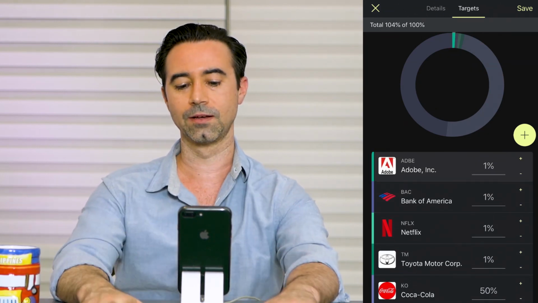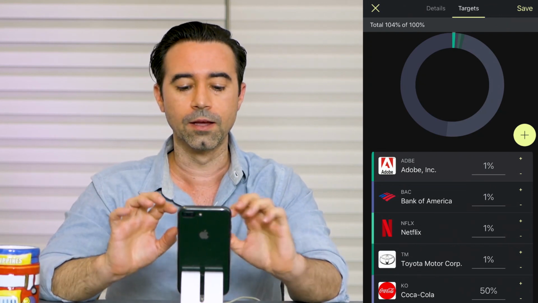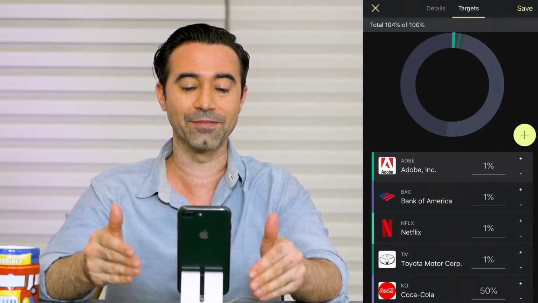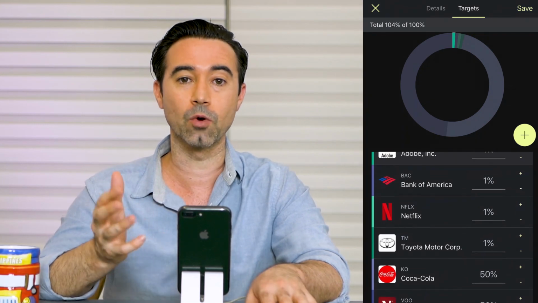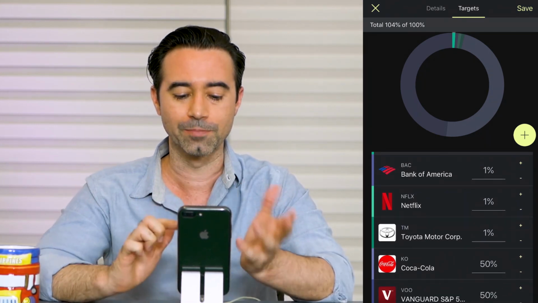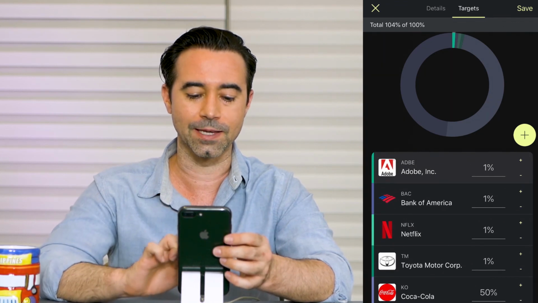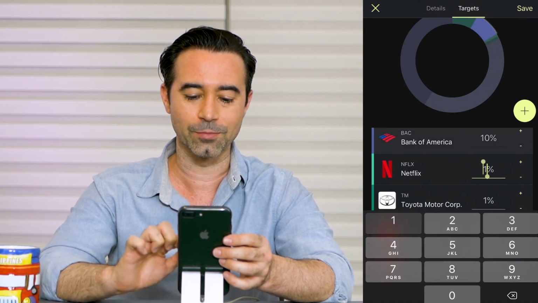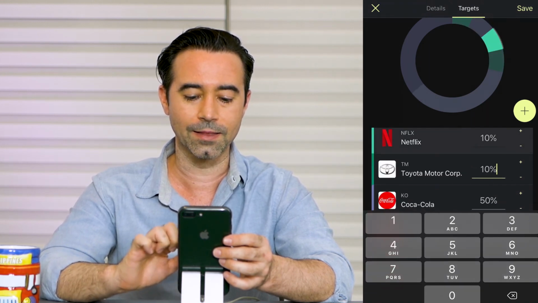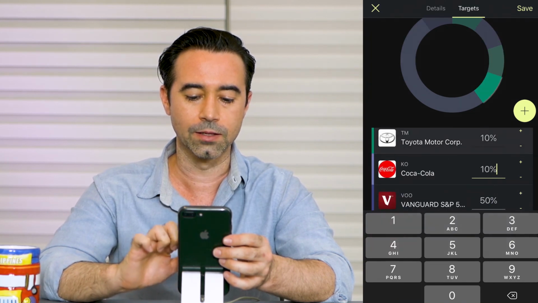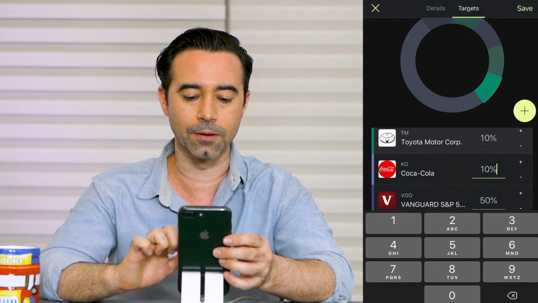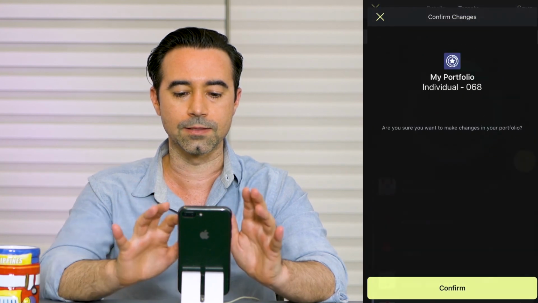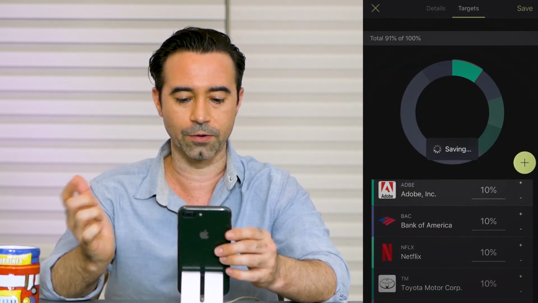And so this is what I'm hopefully getting across to everyone. Your pie has to equal 100%. So I have 50% in the Vanguard ETF. The rest of it is going to be equally spread out between the different stocks. So I'm gonna keep 10% in Adobe, 10% in Bank of America, 10% in Netflix, 10% in Toyota, and 10% in Coca-Cola. So that should equal 50. Oh, wait, save. Okay, confirm.